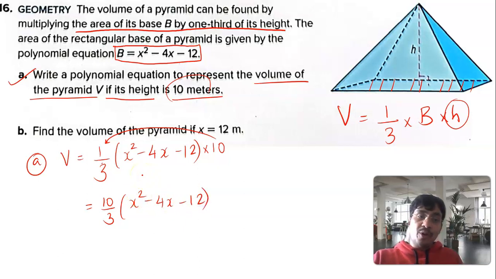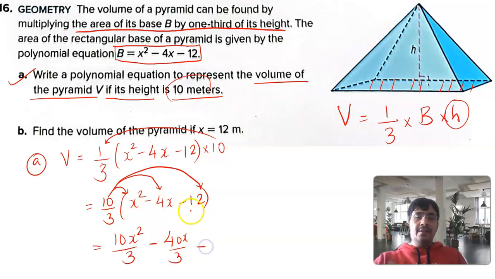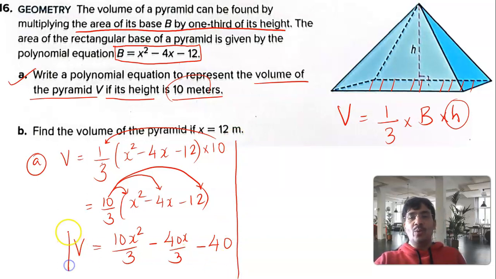Further, using the distributive property, we take the 10 inside and multiply with each term. The first term would be 10x squared by 3, minus the second term, 10 times 4, 40x by 3. And since 12 is divisible by 3, 3 can divide 12 four times, so 4 times 10 is 40. That's it. This is how you express the volume as a polynomial equation of x.